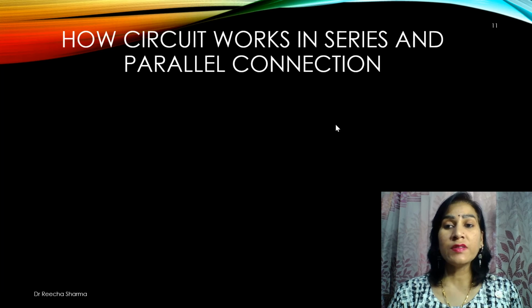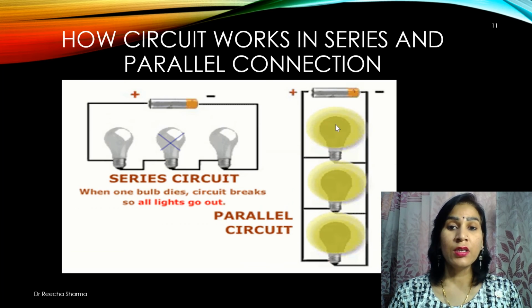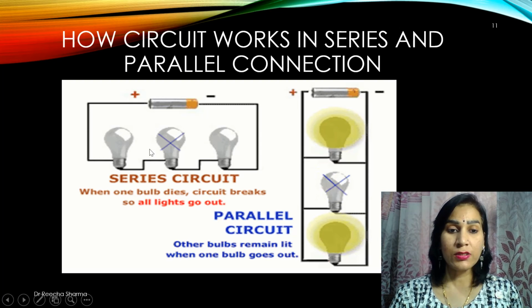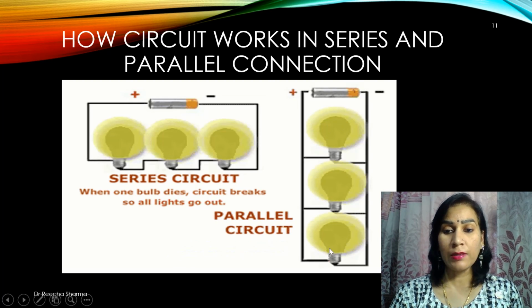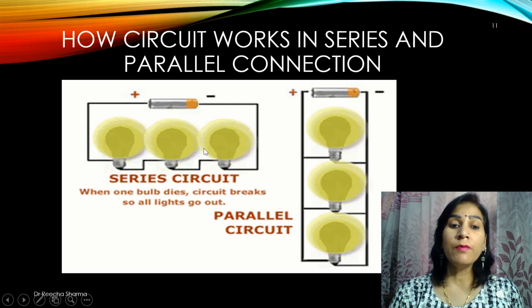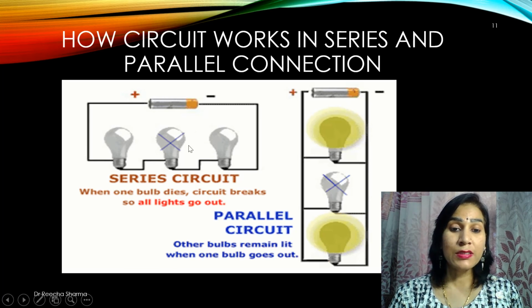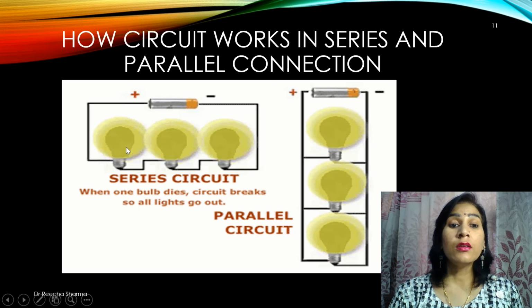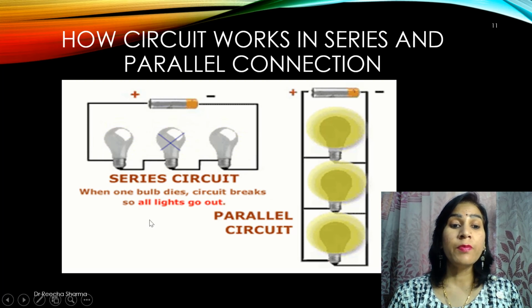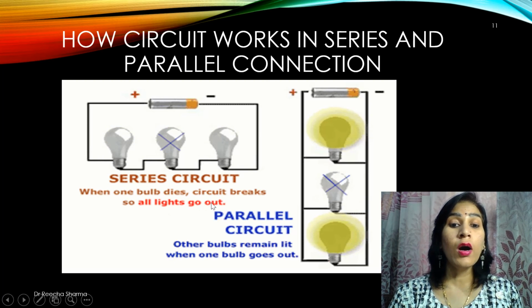How a circuit works in series and parallel connections. This shows the diagram for series with three bulbs connected in series, and this shows the three bulbs connected in parallel. When all the bulbs are connected to each other in series, they all will glow. But if one bulb is disconnected, the circuit breaks, then the other two bulbs will not glow. When one bulb dies, the circuit breaks, so all the lights go out. No bulb will glow in case of series.